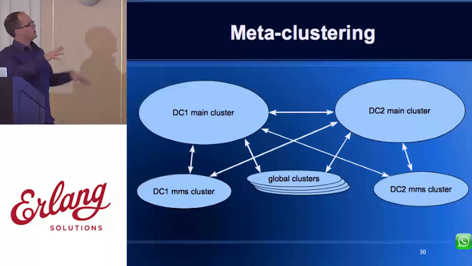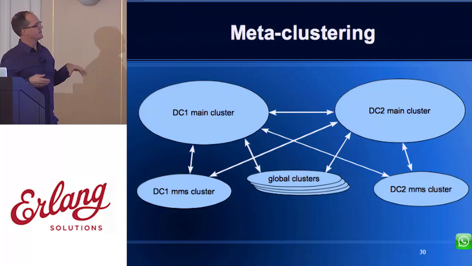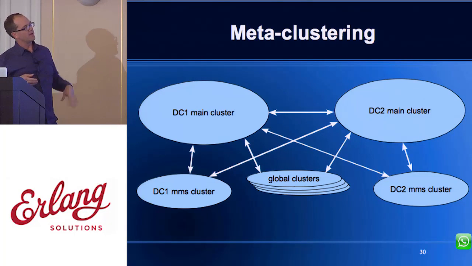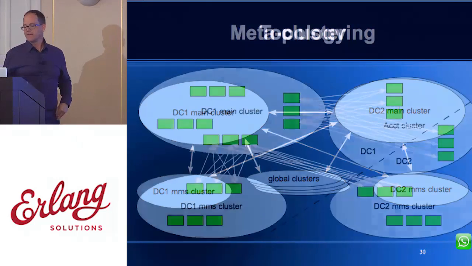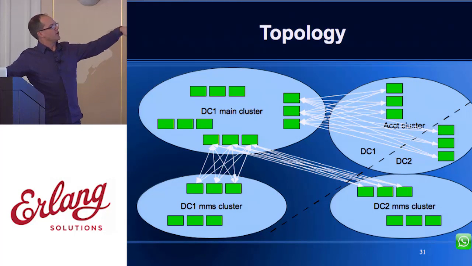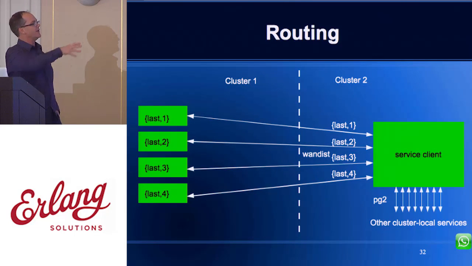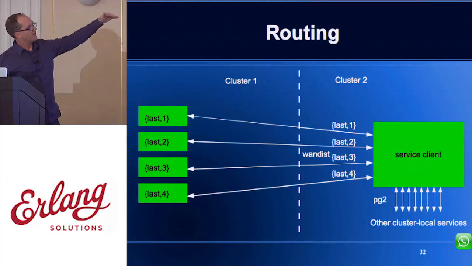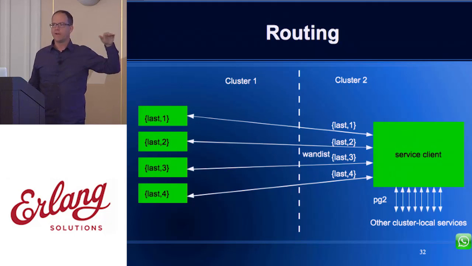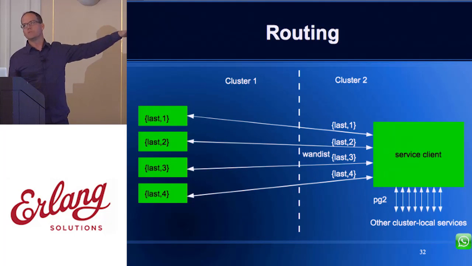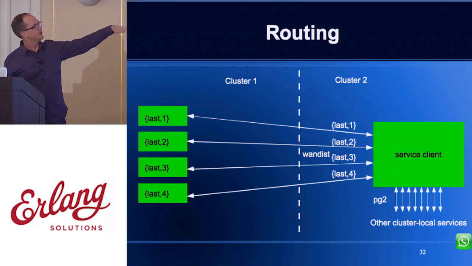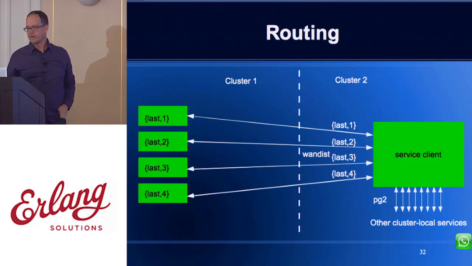It looks like this. So we've got 2 main clusters in 2 different data centers, 2 multimedia clusters in 2 different data centers, and then we might have a shared set of global clusters between the 2, and they all have WAN dist connections between them. Drilling down, they'd look like this, where the mesh is just between the nodes that need to talk to each other, but it's not a fully connected mesh. And again, this is what the routing looks like. So any given client will have a list of WAN dist links with the pg2 groups that have been published from the far end onto those groups, and so they can make their local routing decisions.